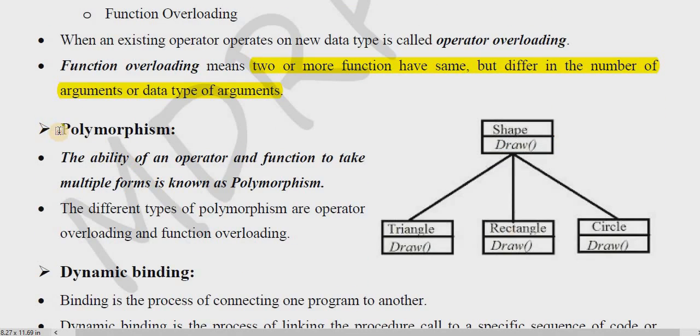Then polymorphism. Poly means many and morphism means form. So polymorphism means many forms. Its definition is: the ability of an operator and function to take multiple forms is known as polymorphism. Or in simple words you can write, polymorphism means the ability to take more than one form.